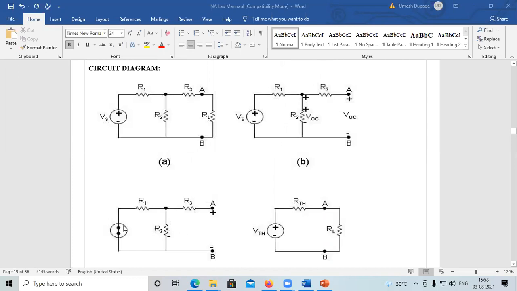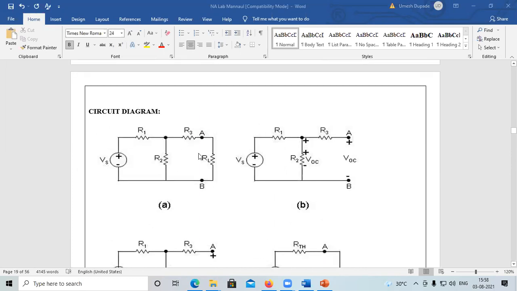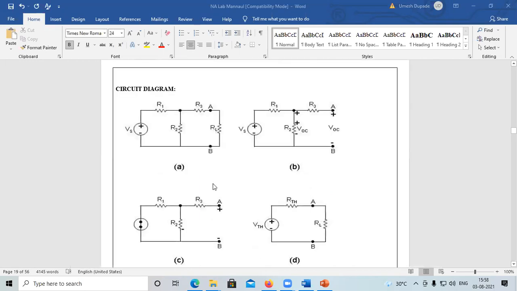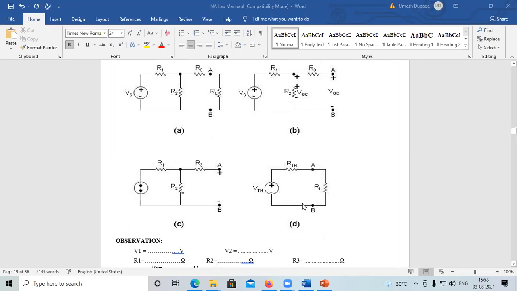Okay, so see, the network is given here. First of all, we will select the values of the voltage source Vs, then resistances R1, R2 as well as R3, and the resistance RL. First we will find VTH and RTH by calculation, and after that we will calculate the current IL by calculation, and this value can be verified with the simulated value.